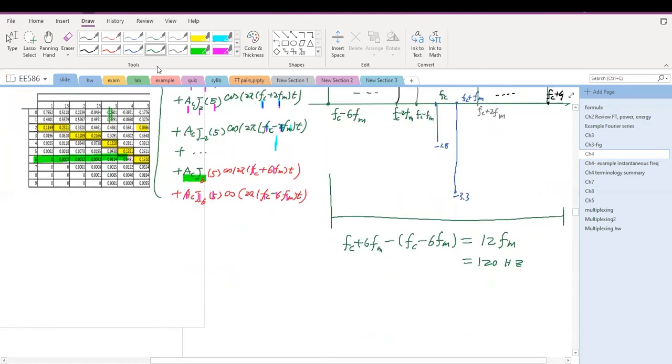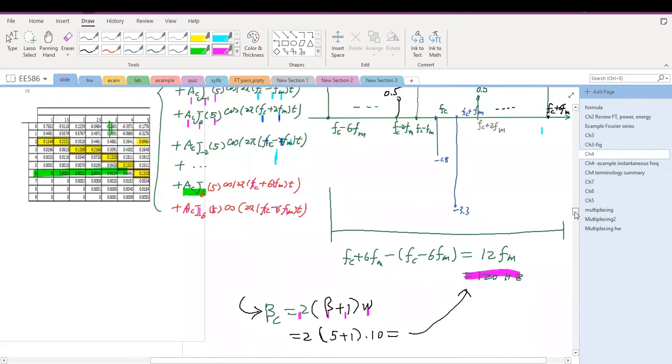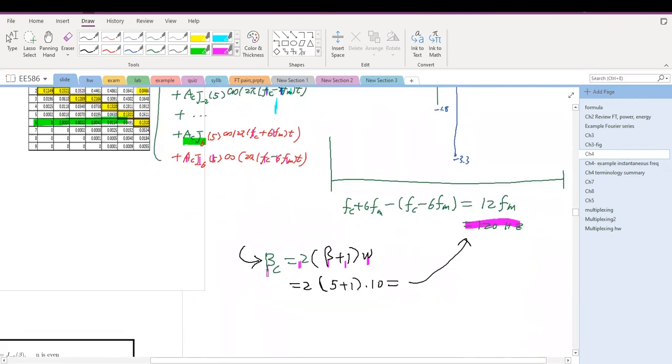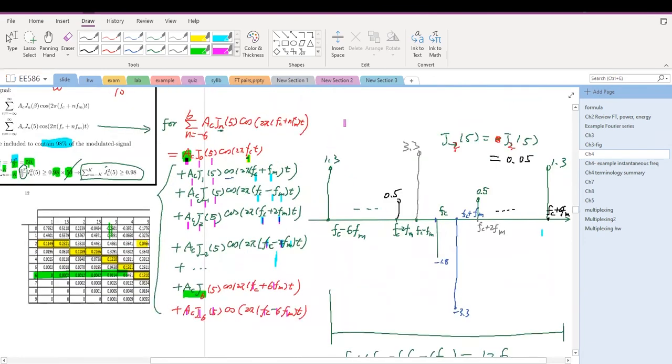Now let's review Carson's rule. Carson's rule says the effective bandwidth equals 2 times (beta plus 1) times W, and beta equals 5 in this case, 5 plus 1 multiplied by 10. This equals this as well. And this shows that Carson's rule to obtain the effective bandwidth agrees with the calculation we have in this example here.